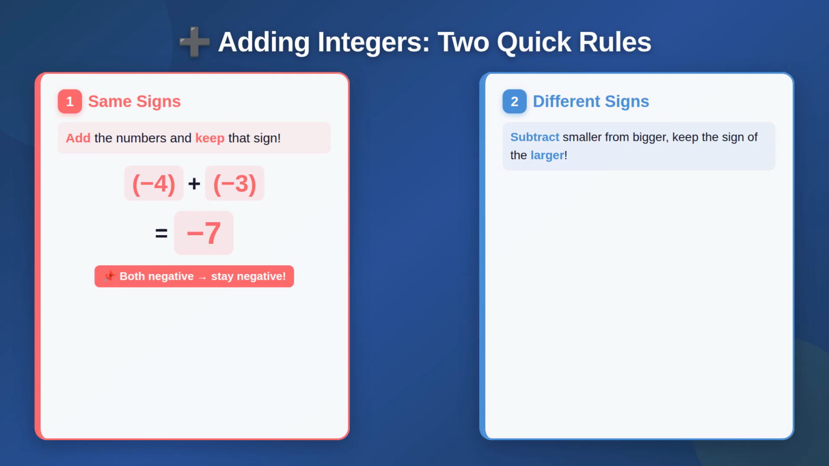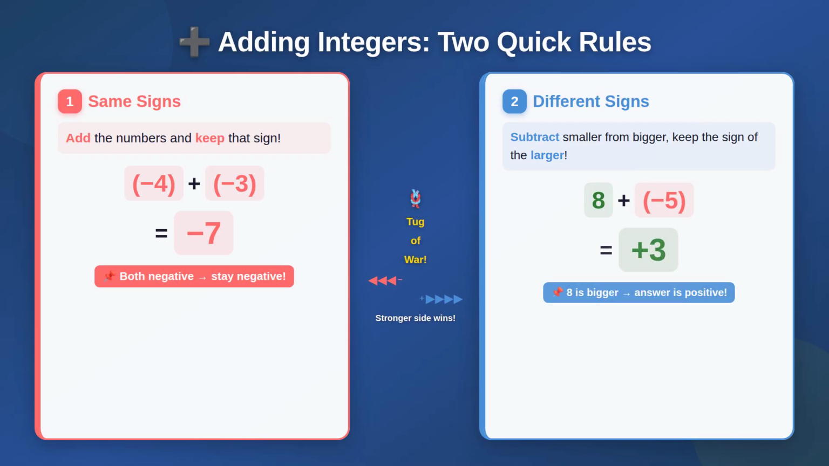When you're adding integers, there are 2 super simple rules to remember. Rule 1. If both numbers have the same sign, add them and keep that sign. So -4 plus -3 equals -7, both negative. Add them, stay negative. Rule 2. If the signs are different, subtract the smaller absolute value from the bigger one and keep the sign of the bigger number. Think of it like a tug of war. Whichever team is stronger wins. 8 plus -5. 8 is bigger. So the answer is +3.